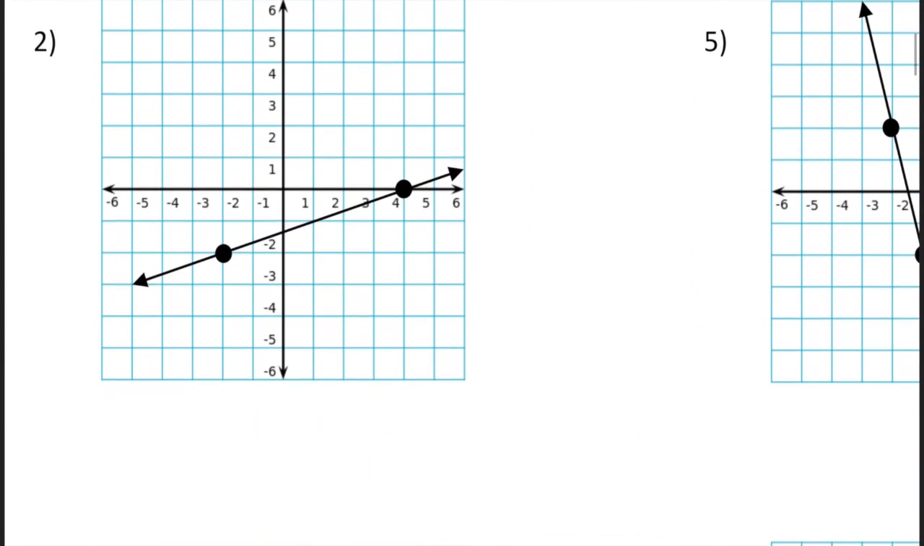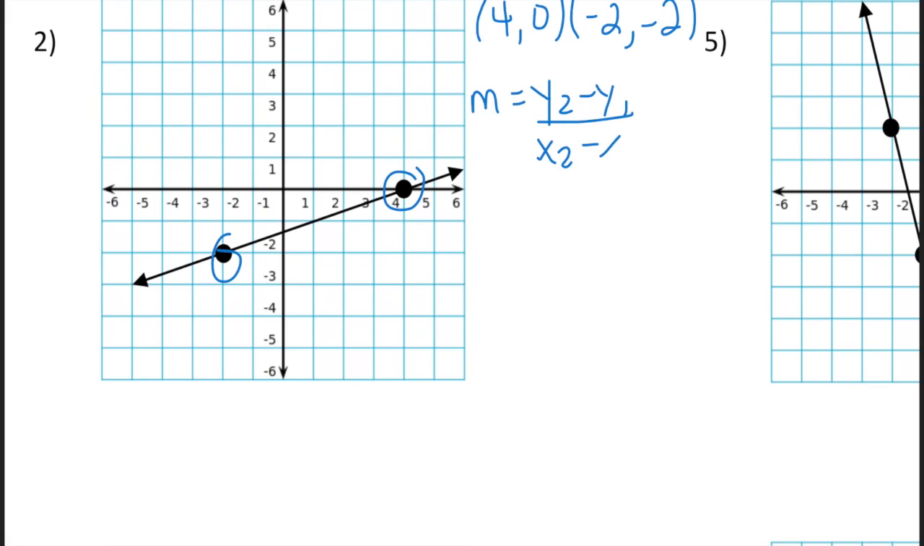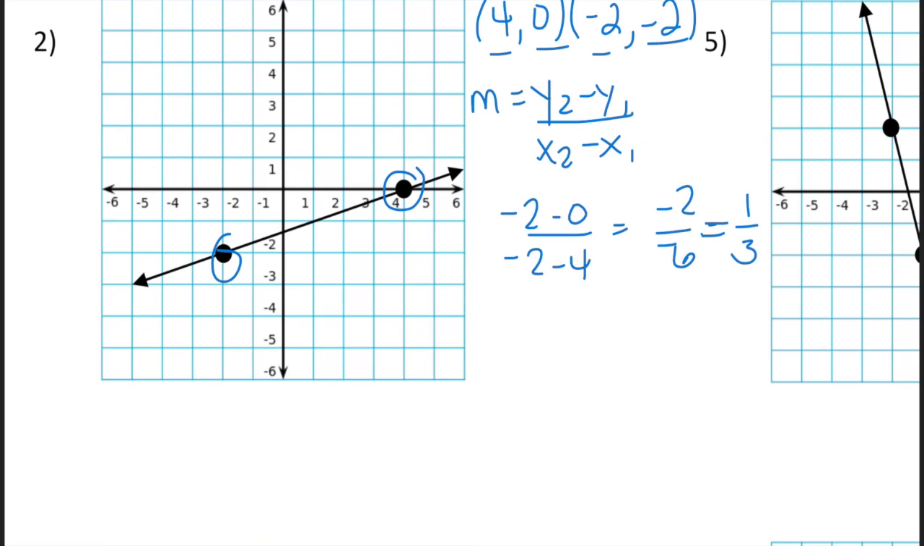Let me see, does this learning target say specifically? No, it doesn't say. Okay, so we're going to use the fact that we have 2 points. We're going to use the point slope formula. So the first point here is (4, 0). The second point right here is (-2, -2). We know that we can find the slope by doing y2 minus y1 over x2 minus x1. So -2 minus 0 over -2 minus 4. That gives me -2 over -6, which, shocker, is 1/3. We already knew it was 1/3 because we did rise over run, but it's nice to have the confirmation.